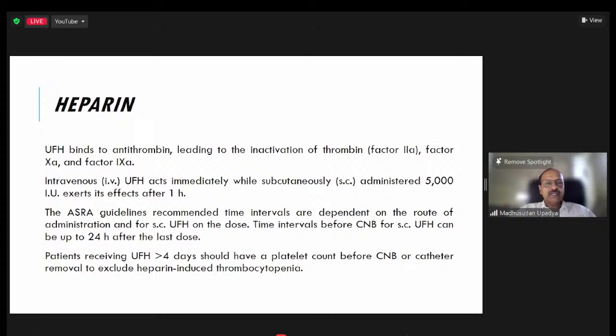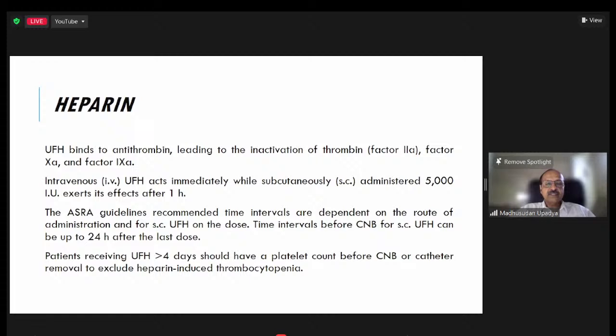Now we talk a little bit about the heparin, the unfractionated heparin. It binds to antithrombin, leading to the inactivation of thrombin. It's factor 2A, factor 10A, and factor 9A. Intravenous heparin acts immediately, while subcutaneous heparin, which is administered at a dose of 5,000 international units, exerts its effects only after 1 hour.